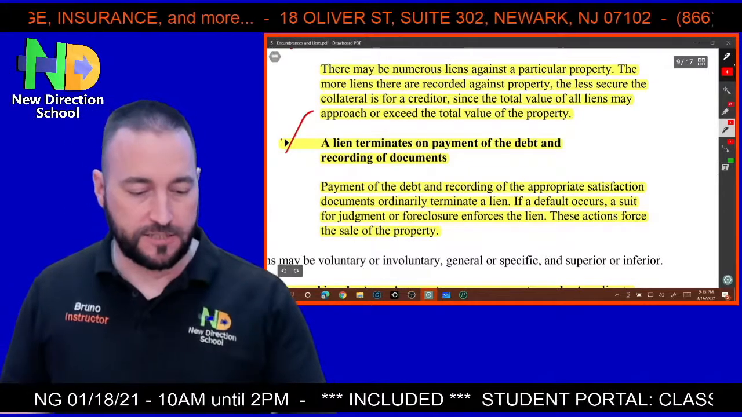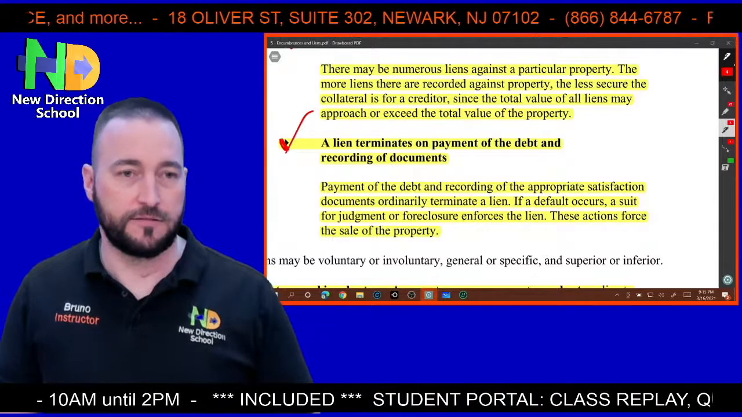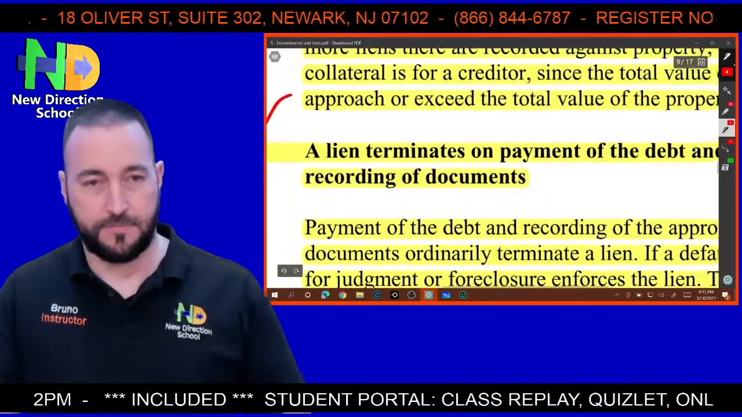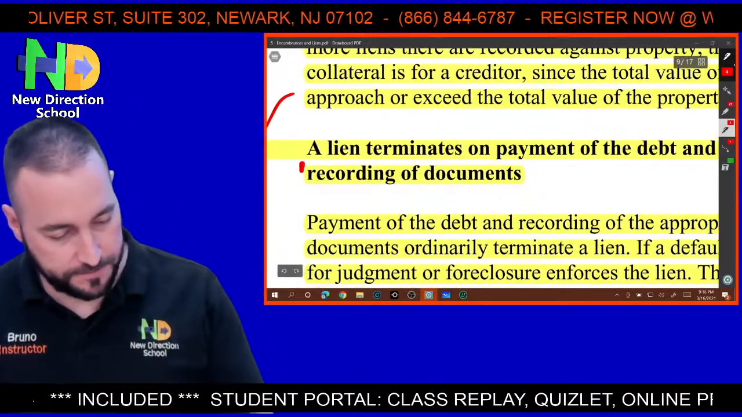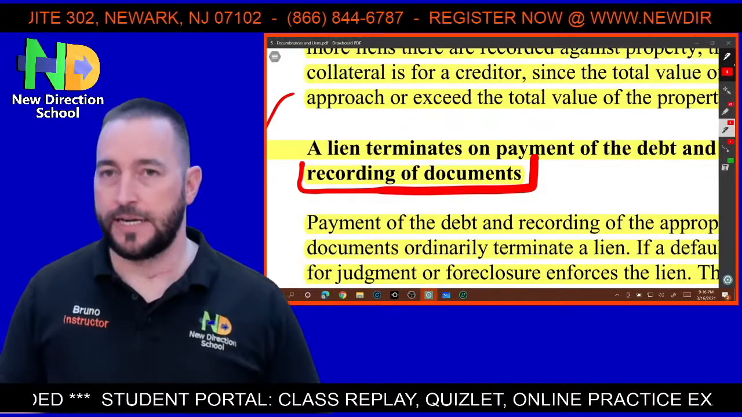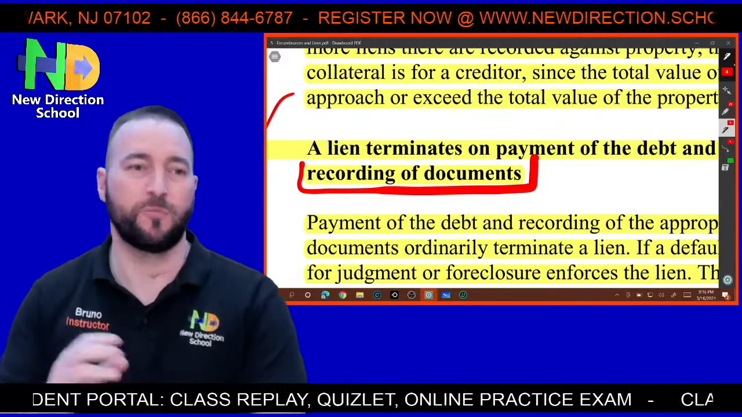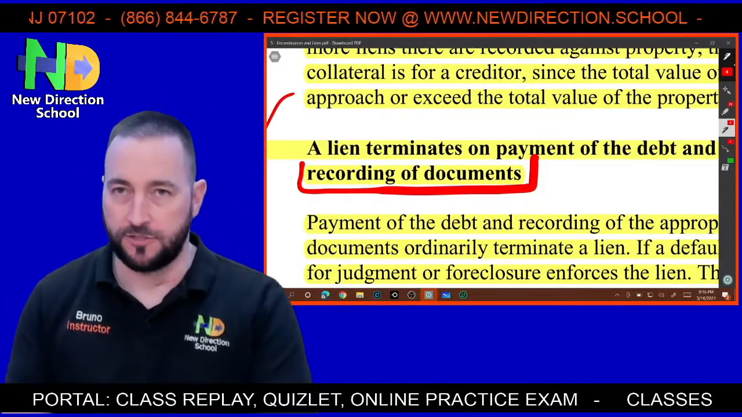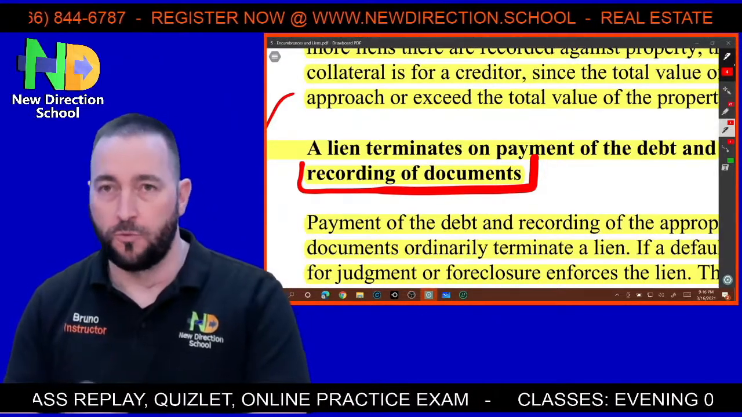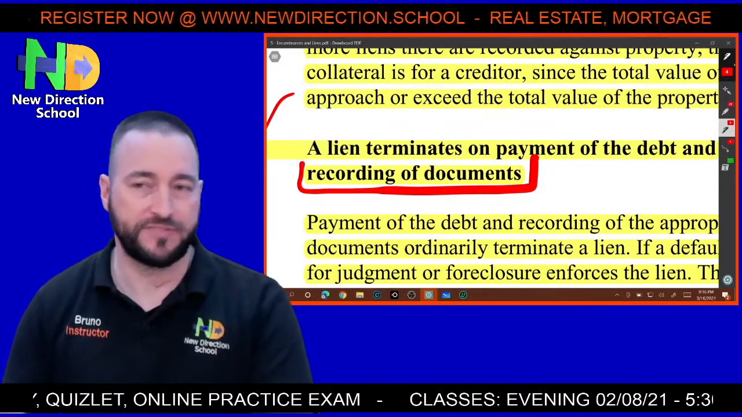A lien terminates once you pay it off. Simple, right? Yes? No. When you pay it off and record the release. Okay? So I asked this so you guys have an alert somewhere. If you have a bill, if you have a mortgage, if you have anything that's against your property, even against the car, when you finish paying it off, when the balance is zero, demand a copy of that release.